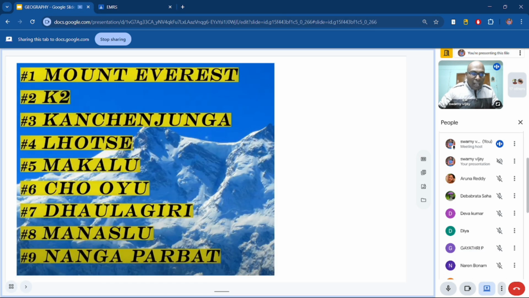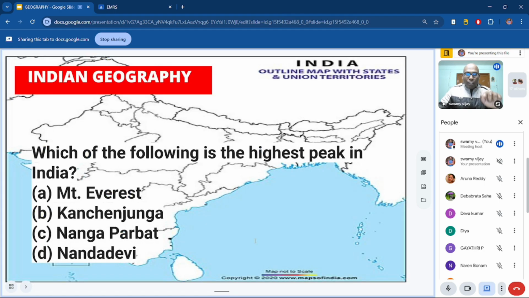Now, if you see the highest peaks in the world, first place is Mount Everest, second is K2, third is Kanchenjunga. So K2 or Kanchenjunga, which one is correct for the previous question, the highest peak in India? K2 Godwin Austen is different. Kanchenjunga is different. So Kanchenjunga, which is located in India, is the highest peak in India.